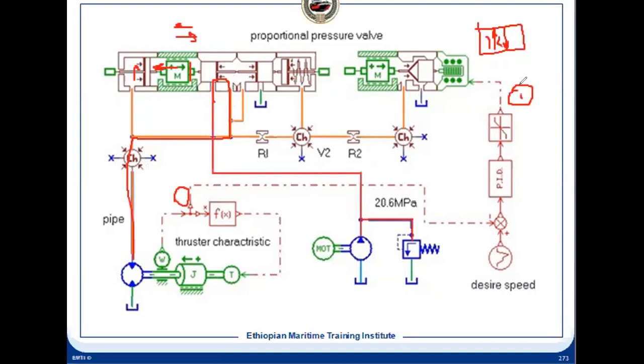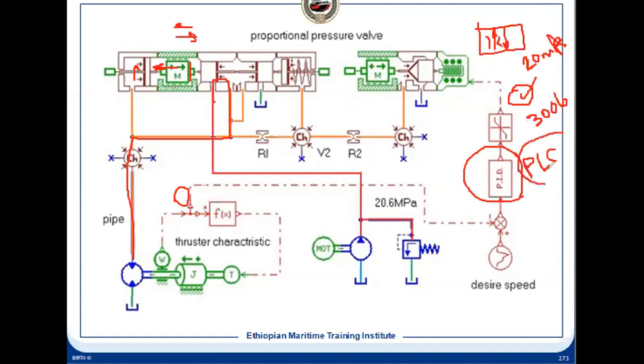There is a relation between this signal and this signal. Suppose it is 20 milliamps, so that is equivalent to, when you are measuring the pressure here, 300 bar, like that. So there will be a linear relation between this pressure and this signal which is coming from the controller. This is the controller and this is the output of the controller. And in many cases it is PLC control.